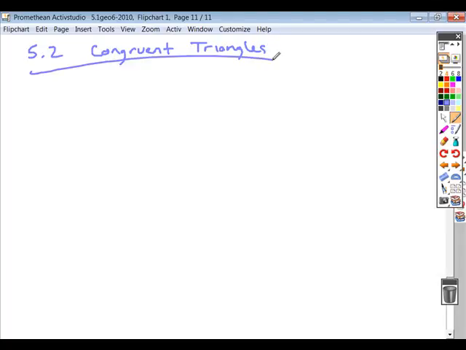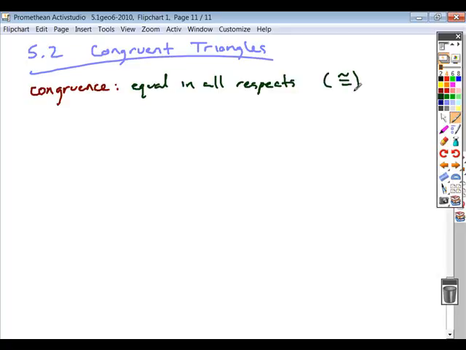All right, in talking about congruence of triangles, I just want to review really quickly what's meant by congruence. Congruence simply means equal in all respects. And the symbol for congruent is an equal sign with a symbol called a tilde on top. Okay, that's the image that will represent congruence.